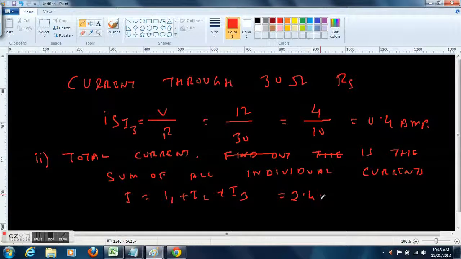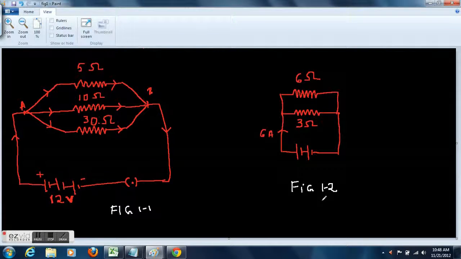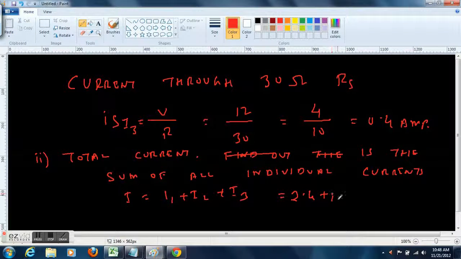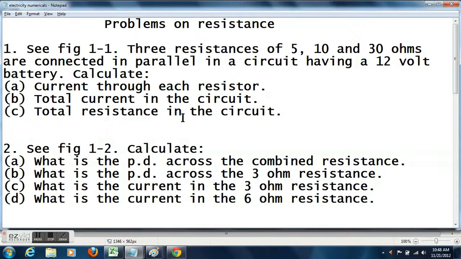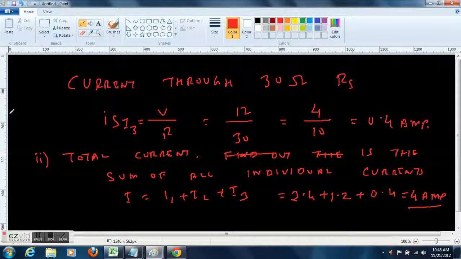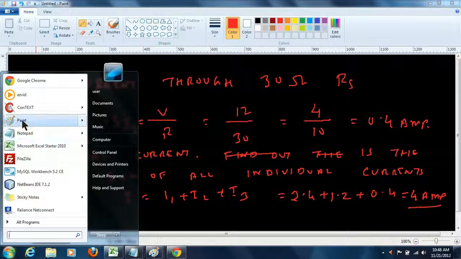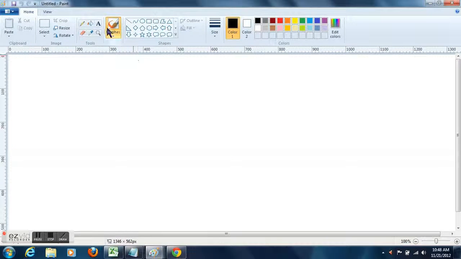The current through the 5 ohm resistance is 2.4, the current through 10 ohm is 1.2, and the current through 30 ohm resistance is 0.4. You add all together, it comes to 4 ampere. So this is the net current flow. Another way to find out is to find the net resistance and divide the voltage by resistance, but I showed it in a different way. Now, the third thing I need to find out is the net resistance.